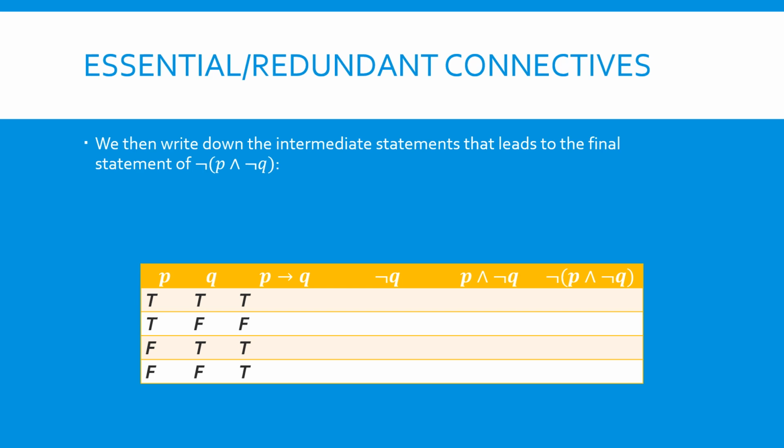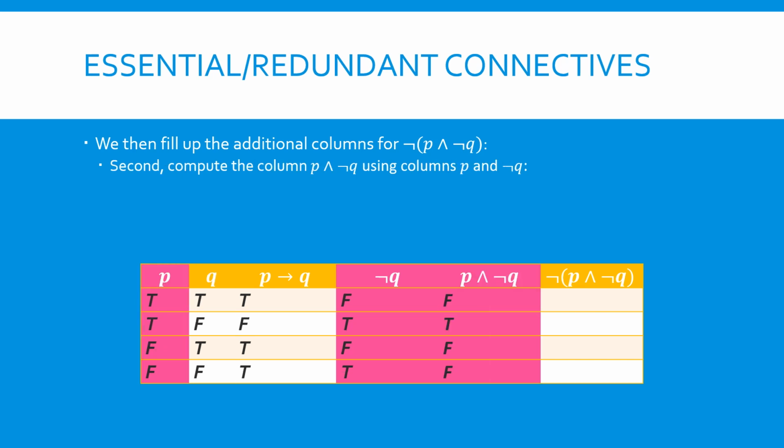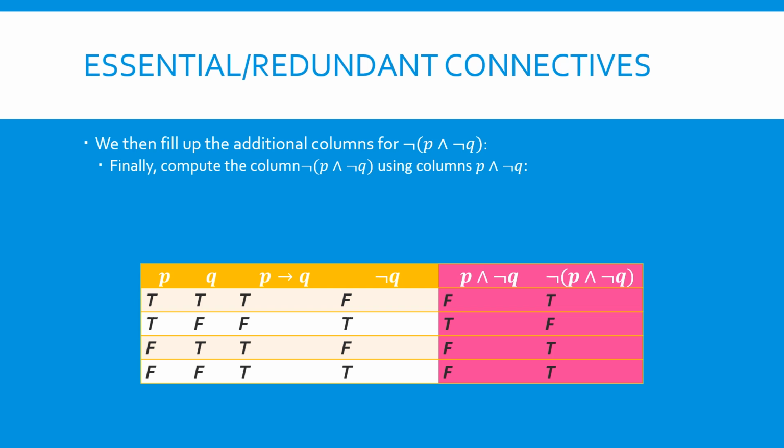We first write the intermediate statements as auxiliary columns. It will make the truth table construction process easier. We need 3 more columns for not Q, P and not Q, and not (P and not Q). We will first fill up the column not Q using the truth values in the column Q. Then we will compute P and not Q using P and not Q. At last, we can compute not (P and not Q) using P and not Q.